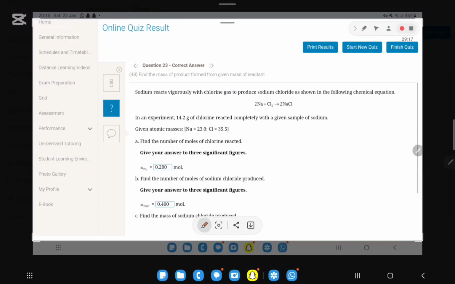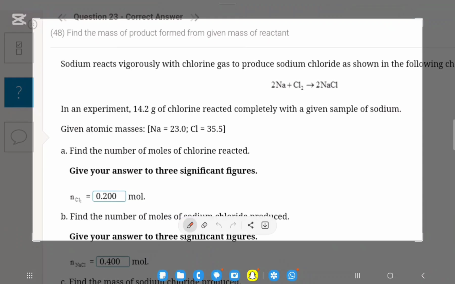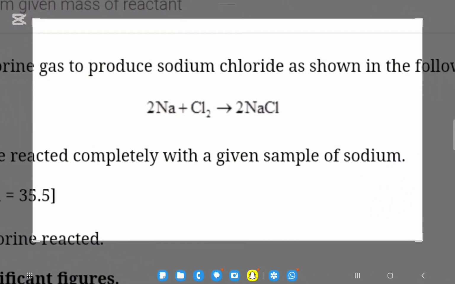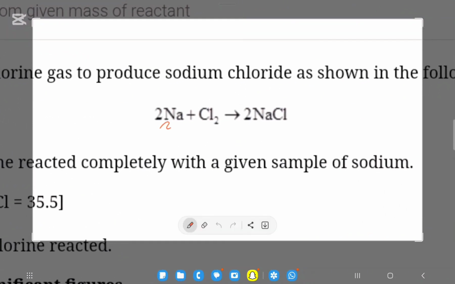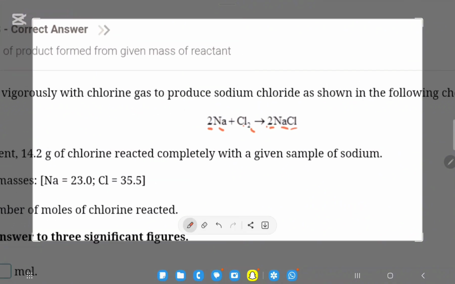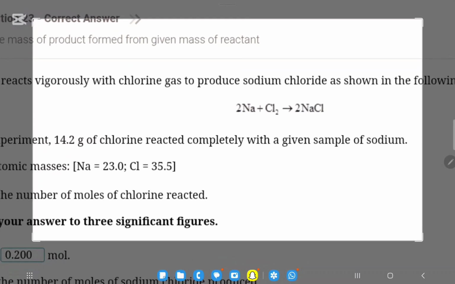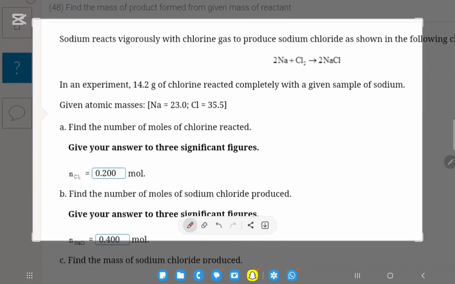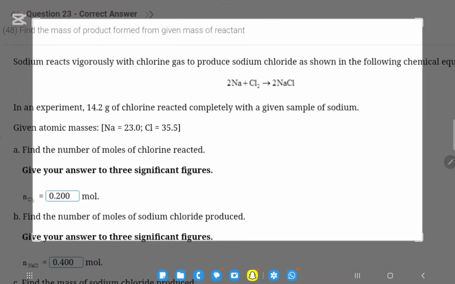Sodium reacts vigorously with chlorine gas to produce sodium chloride as shown in the following chemical equation. In an experiment, 14.2 grams of chlorine reacted completely with a given sample of sodium. First thing, we check if the equation is balanced. We have 2Na and 2Na here, Cl2 and 2Cl. The equation is balanced, we have an equal number of atoms.